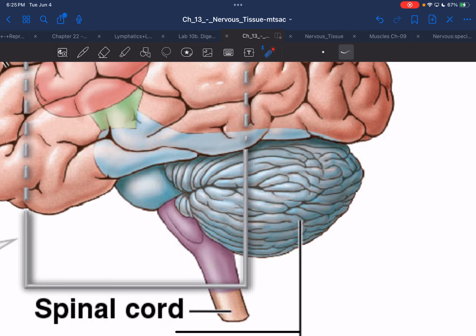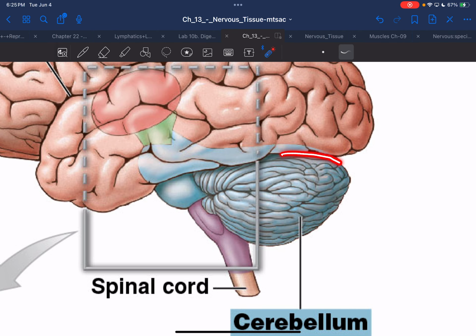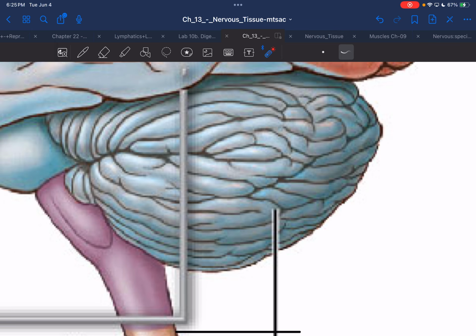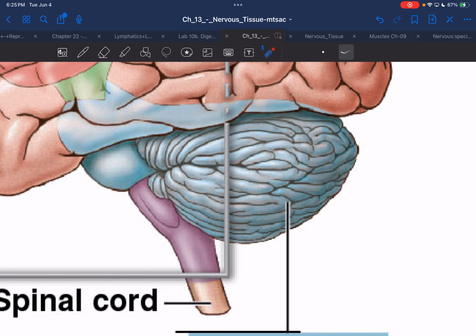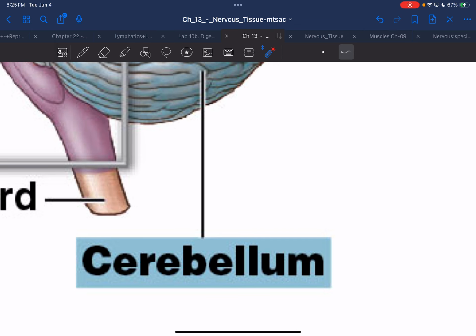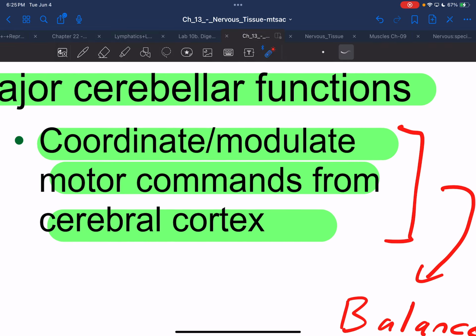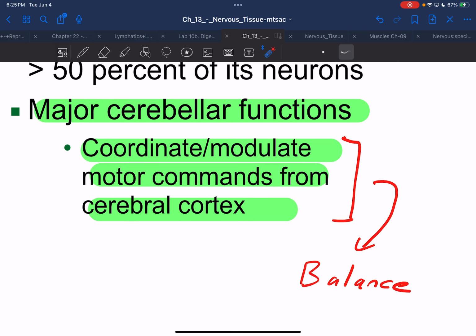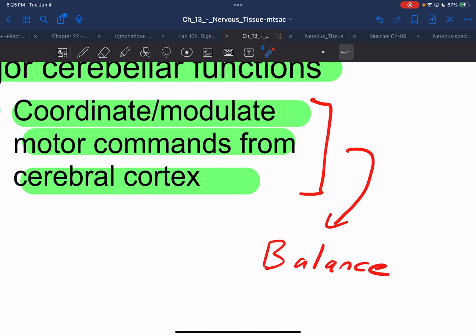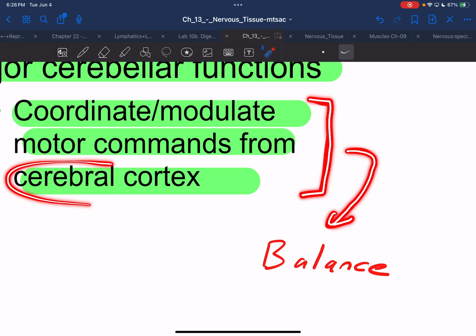Next little lobe to talk about here is our cerebellum. Our cerebellum contains some grooves and some sulci, but we don't have to know any in our section. What I need you to know about the cerebellum is that its main function is balance, coordinating motor commands from the cerebral cortex. And so what that means is that it regulates balance. And we'll talk about this word right now.